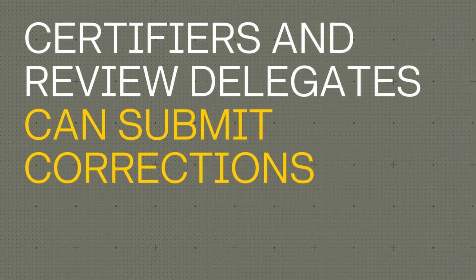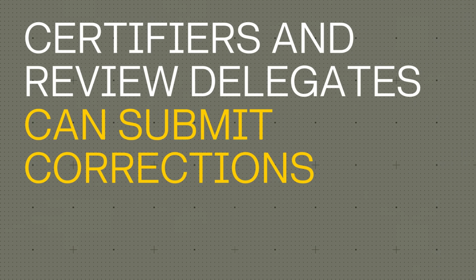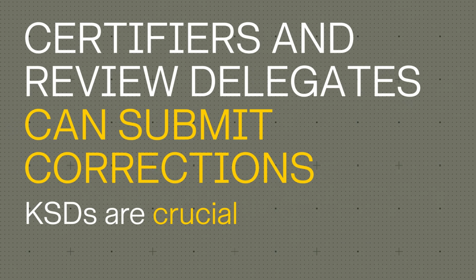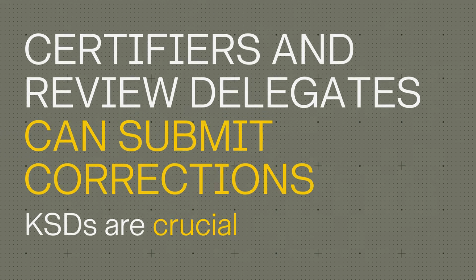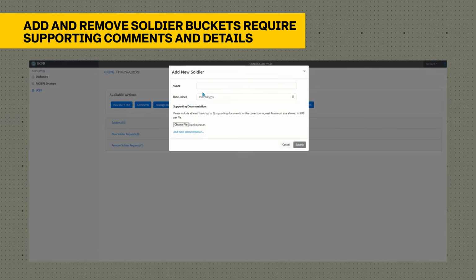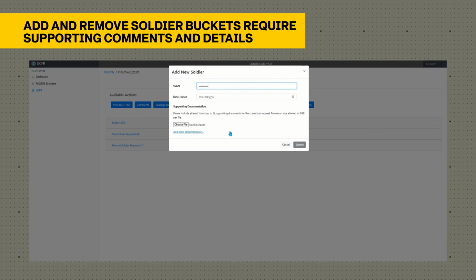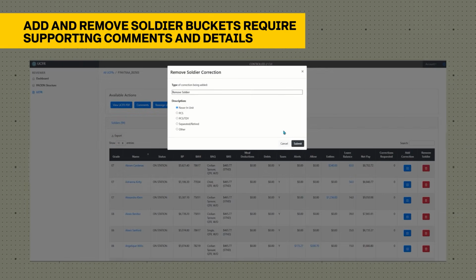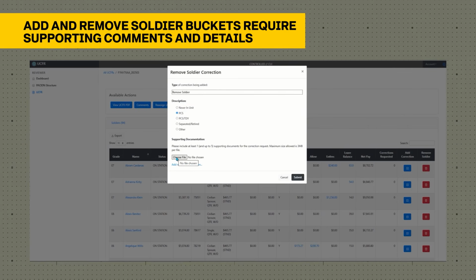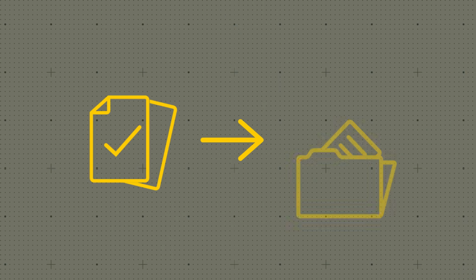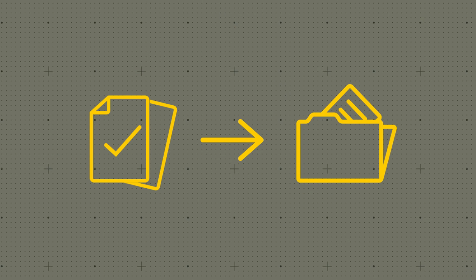Certifiers and review delegates can submit corrections. Applying key supporting documentation is crucial to getting a correction processed. Add and remove soldier buckets require comments to support the KSD, as well as details of actions to be taken by the AMPO. An eUCFR that has been certified with no corrections will automatically be filed in the Corporate Electronic Data Management System without review from the AMPO.